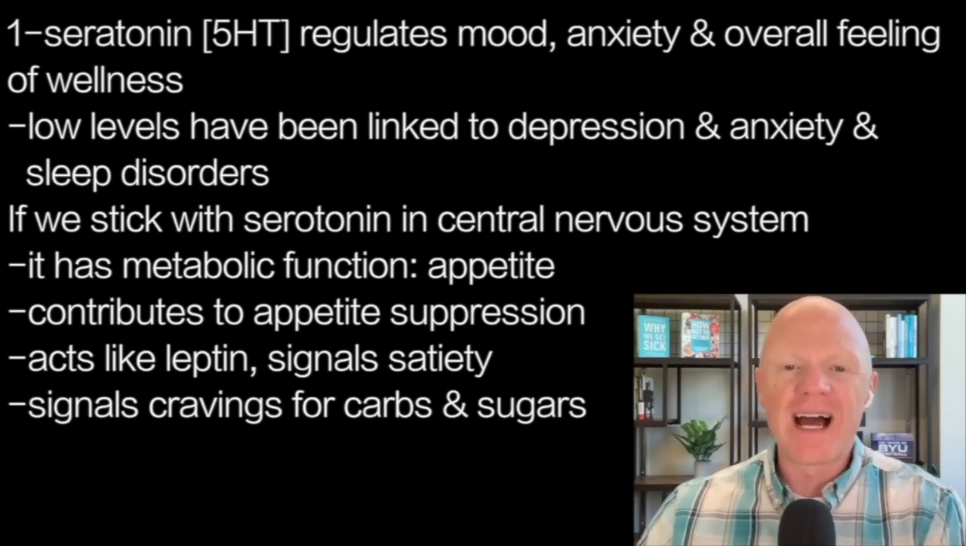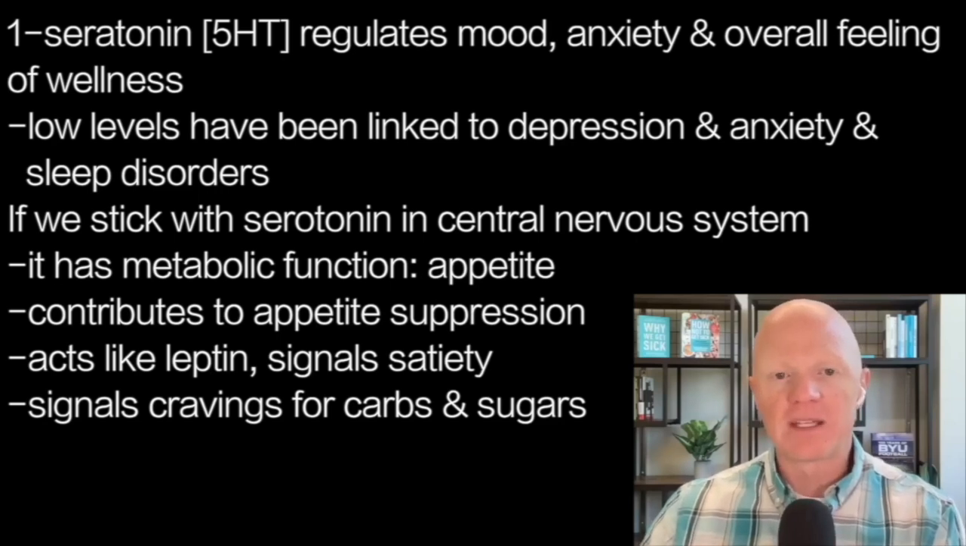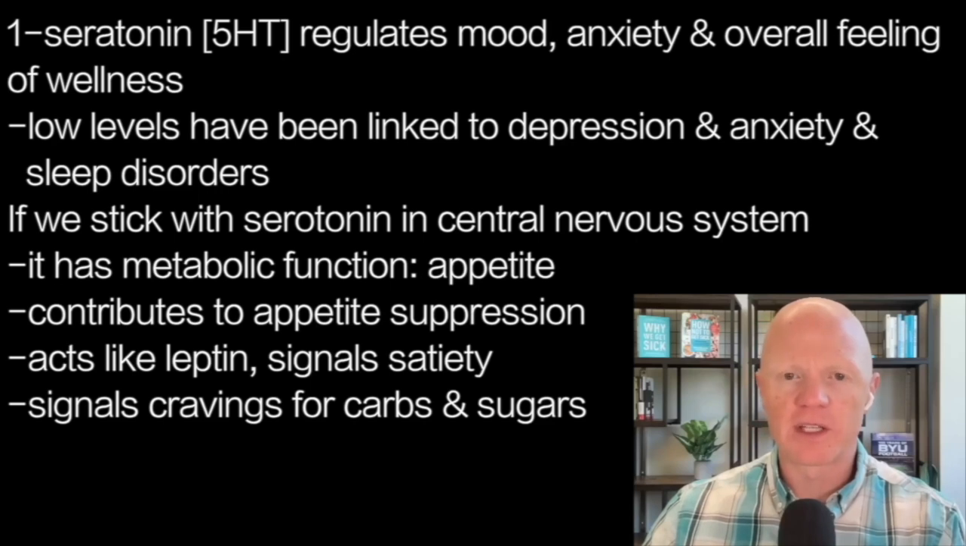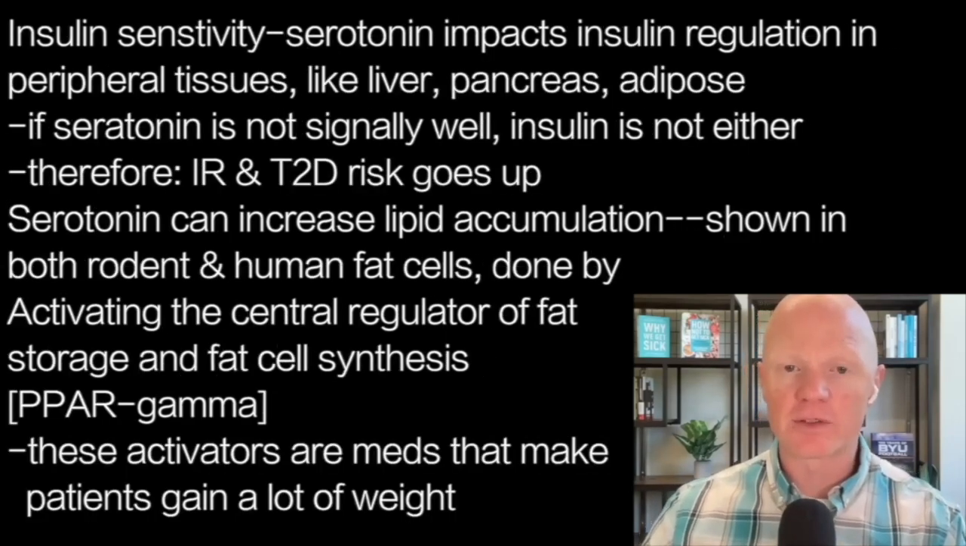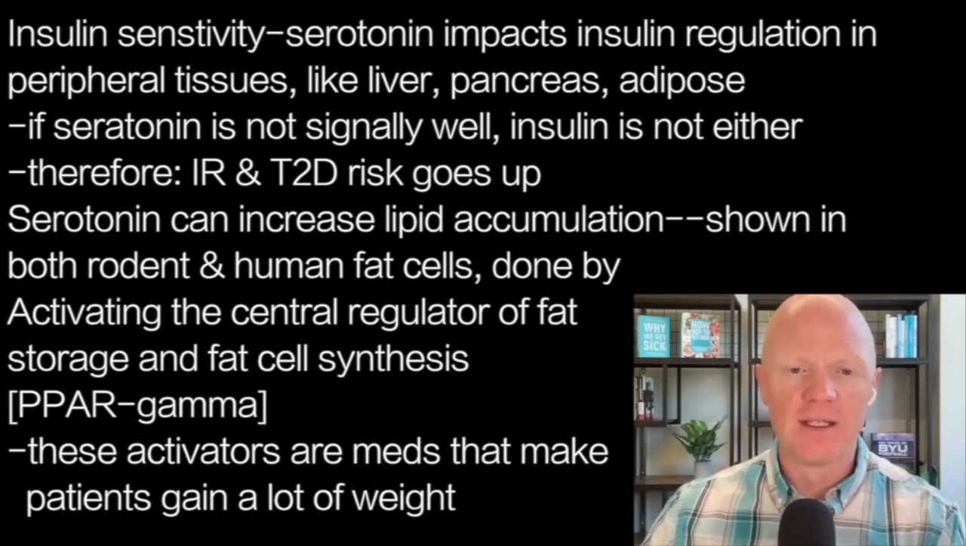So it's no surprise that high serotonin levels are associated with reduced hunger, while lower levels may increase food cravings. Not cravings for everything, though. This appears to be particular to carbohydrates and sugary foods. And again, that's a topic we're going to revisit at the end. So insulin sensitivity. Serotonin impacts insulin regulation in peripheral tissues, especially some key tissues like liver, pancreas, and adipose tissue or fat tissue. We're going to talk more about fat in just a second. But if serotonin isn't signaling well, insulin isn't signaling well either. And so insulin resistance and type 2 diabetes risk goes up.